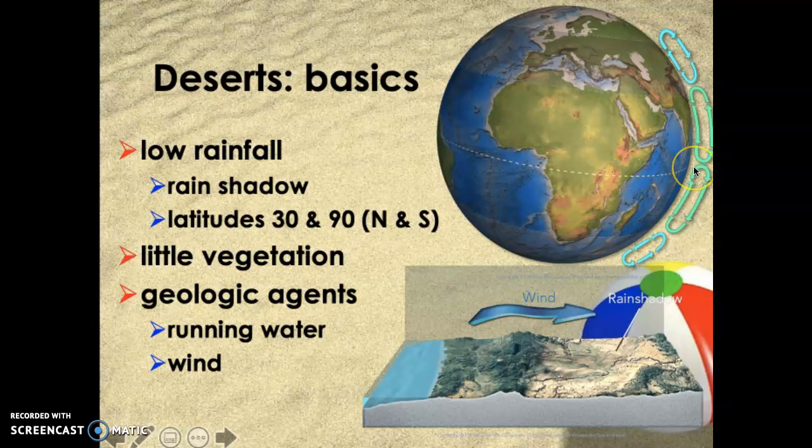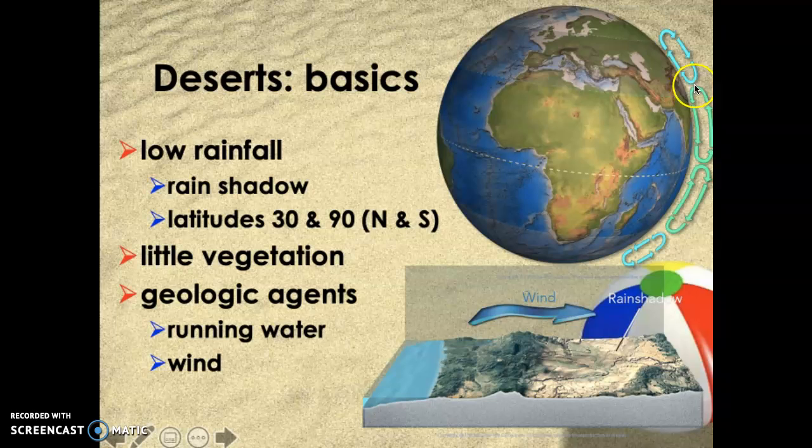In places where the air is rising, it tends to be wet, so we have rainforests or wet climates at least. We're close enough to 60 degrees north that we get a moist climate.